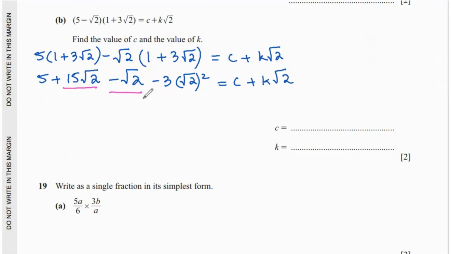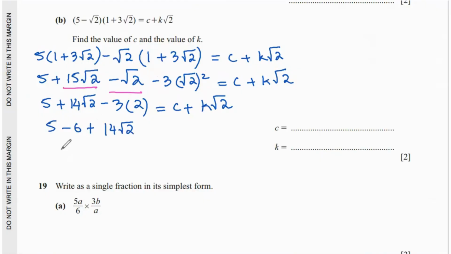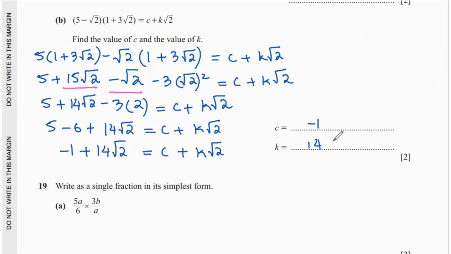15 root 2 and negative root 2 are like terms, which means we can subtract them. So 5 plus 14 root 2 minus 3 times 2. Like we did before, when you square a root, the powers get cancelled out. So it becomes 3 times 2. So 5 minus 6 plus 14 root 2. That's negative 1 plus 14 root 2. This is what equals to c plus k root 2. Now, based on this, our c value is negative 1 and k is 14.